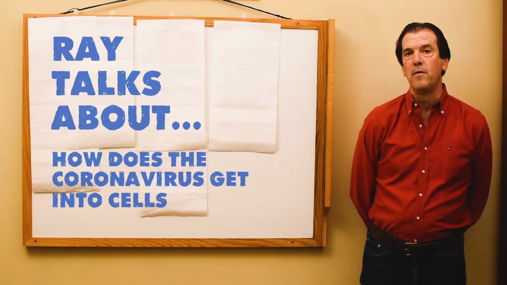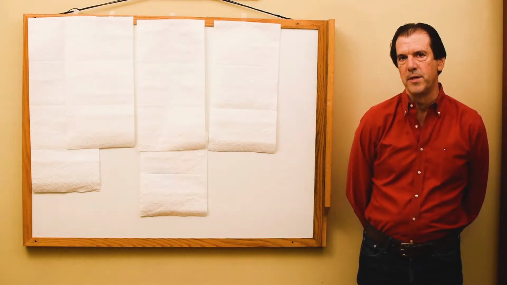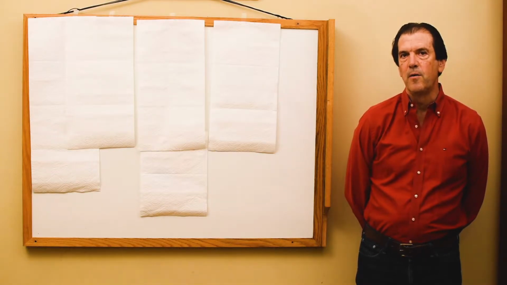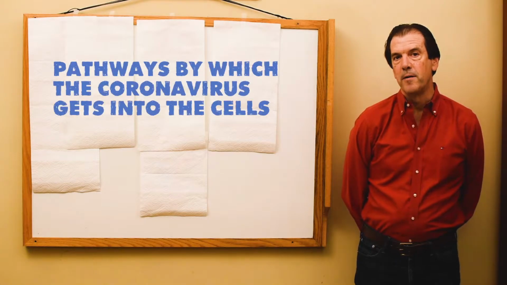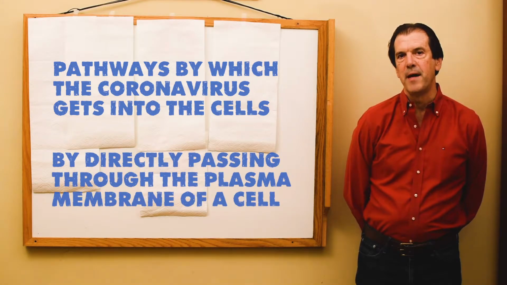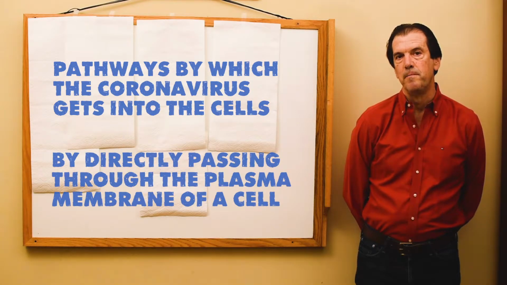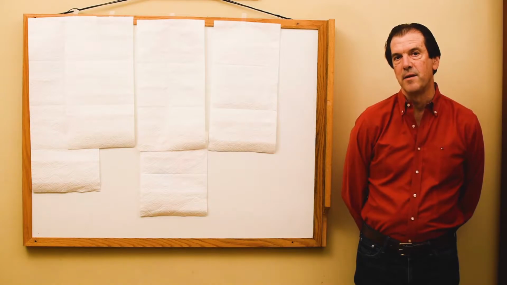In the first video, I described what a virus is and what the coronavirus is in particular. In this video, I'll describe how the coronavirus gets into cells. This second video in the series will be broken down into two parts. In the first part, I'll describe the pathway by which the coronavirus gets into cells by directly passing through the plasma membrane of a cell. In the second part, I'll describe a second entry pathway that allows the coronavirus to get inside cells.